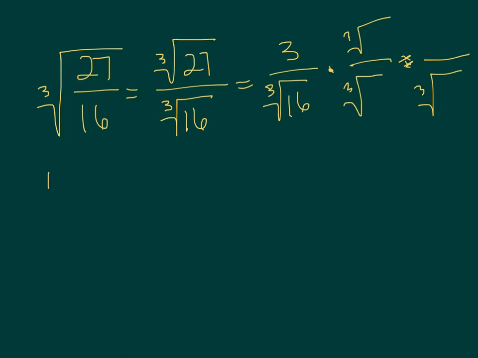1 times 1 times 1 is 1, 2 times 2 times 2 is 8, 3 times 3 times 3 is 27, 4 times 4 times 4 is 64. 64 piques my interest. I think 16 goes into 64. It actually does. 16 times 4 is 64.